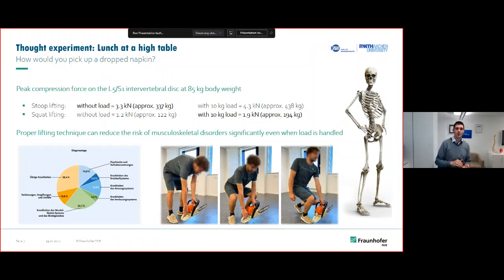And if you look at the compression force on the spine in the area of L5 S1, this is one of the main risk factors for musculoskeletal disorders. As you can see here in the data, usually stoop lifting is riskier than squat lifting in terms of compression force. If you do a squat lift, even with a 10 kilogram load, you have a lower compression force than with stoop lifting without a load. So a proper lifting technique can reduce the risk of musculoskeletal disorders significantly. We all know, and we have talked about before, musculoskeletal disorders are a main issue in our industries in Germany, in the US, in the European Union, and we have to work further on that.